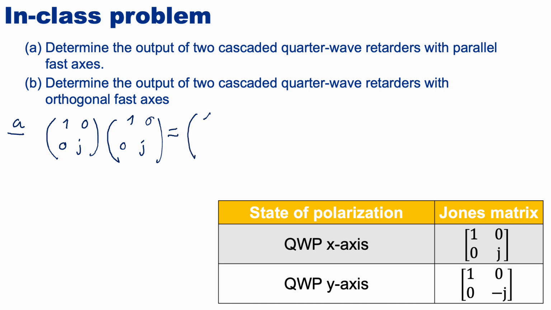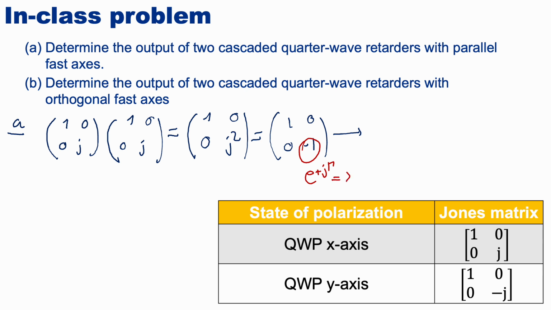So the output is going to be 1, 0, 0, j minus 1, but remember that j minus 1 is going to be minus 1. So if we write this minus 1 as an exponential of minus j phi, our phase is going to be pi. So this is acting as a half wave plate.